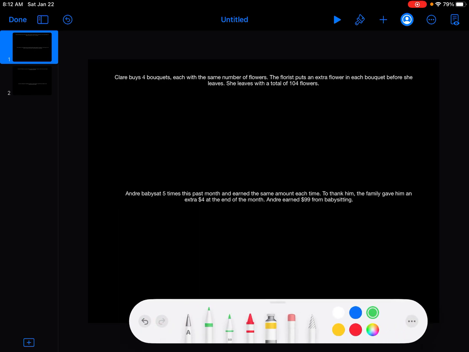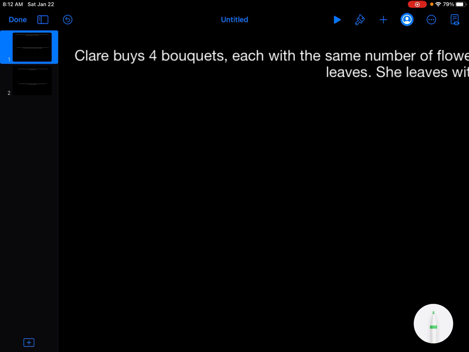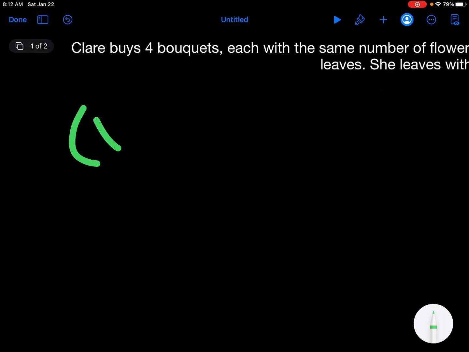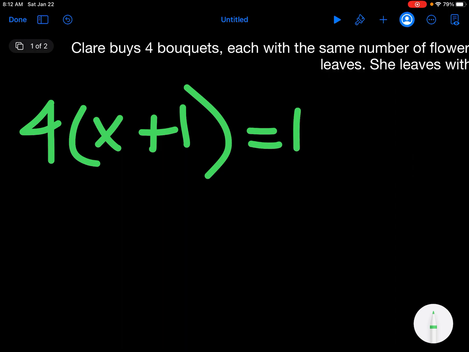So Claire buys 4 bouquets with the same number of flowers. The florist puts an extra flower in each bouquet before she leaves. She leaves with a total of 104 flowers. So she has 4 bouquets. They each have the same number of flowers, and then the florist puts an extra flower in each bouquet. So I have a bouquet, and then I get 1 more flower. So there's my bouquet with 1 more flower, and Claire gets 4 of those. And I have a total of 104 flowers. So that would be my equation.